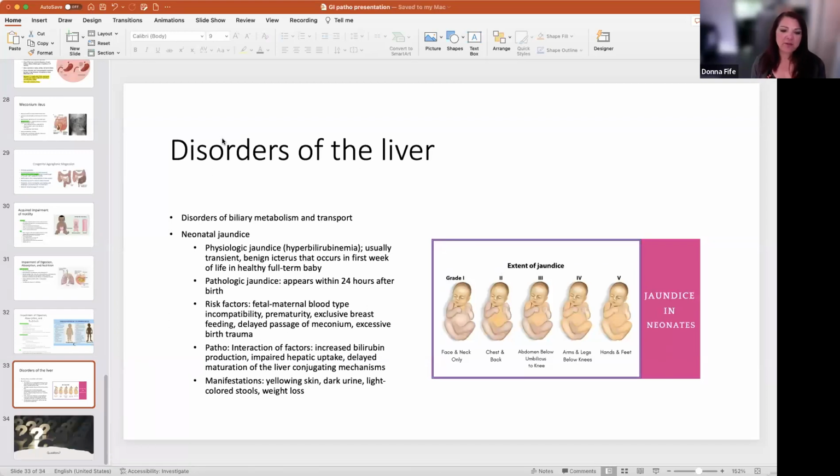Pathophysiology is interaction of factors. There's increased bilirubin production, impaired hepatic uptake, and delayed maturation of the liver conjugating mechanisms. Clinical manifestations: yellowing of the skin, dark urine, light-colored stools, and weight loss. That's all I'm going to cover on gastrointestinal.